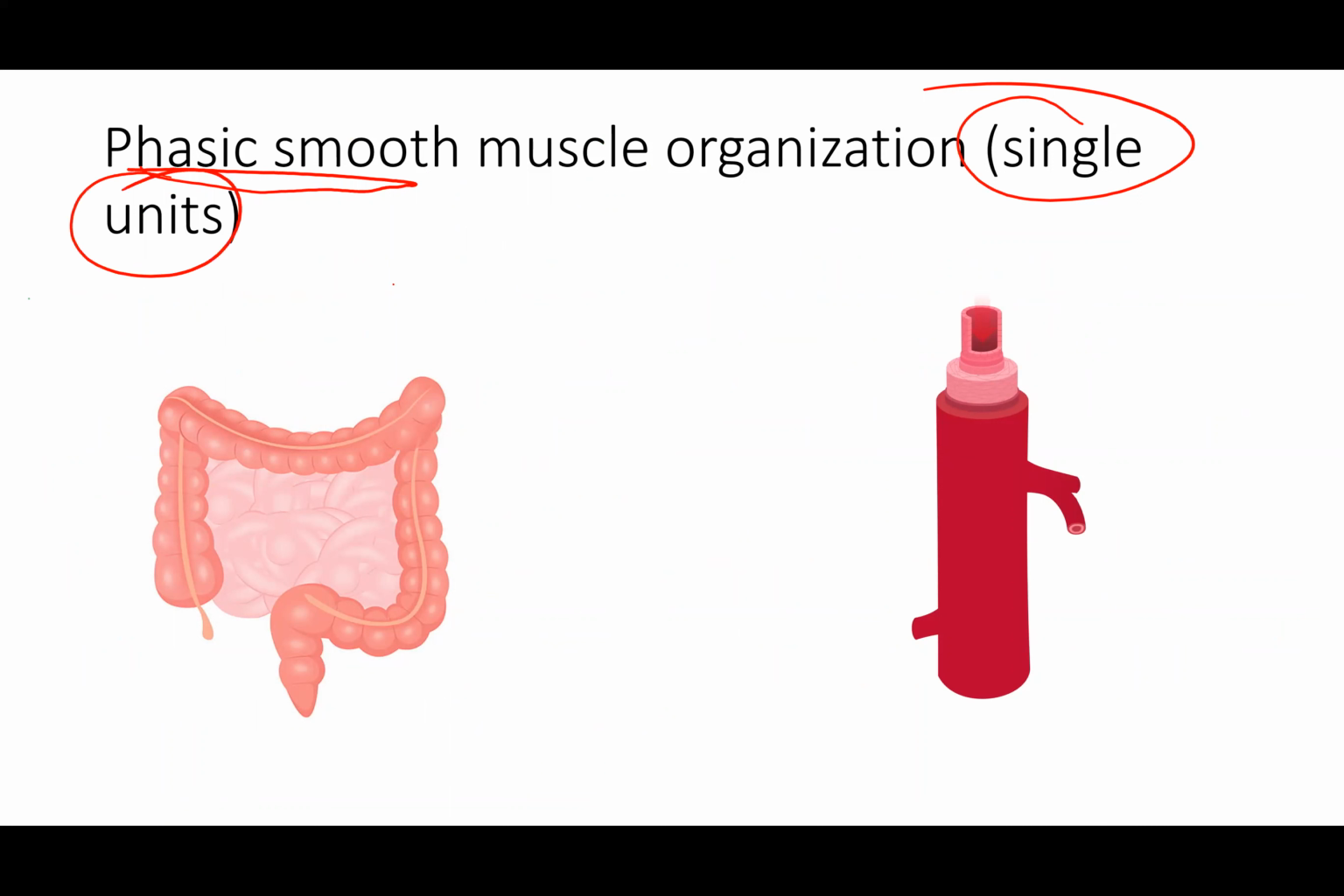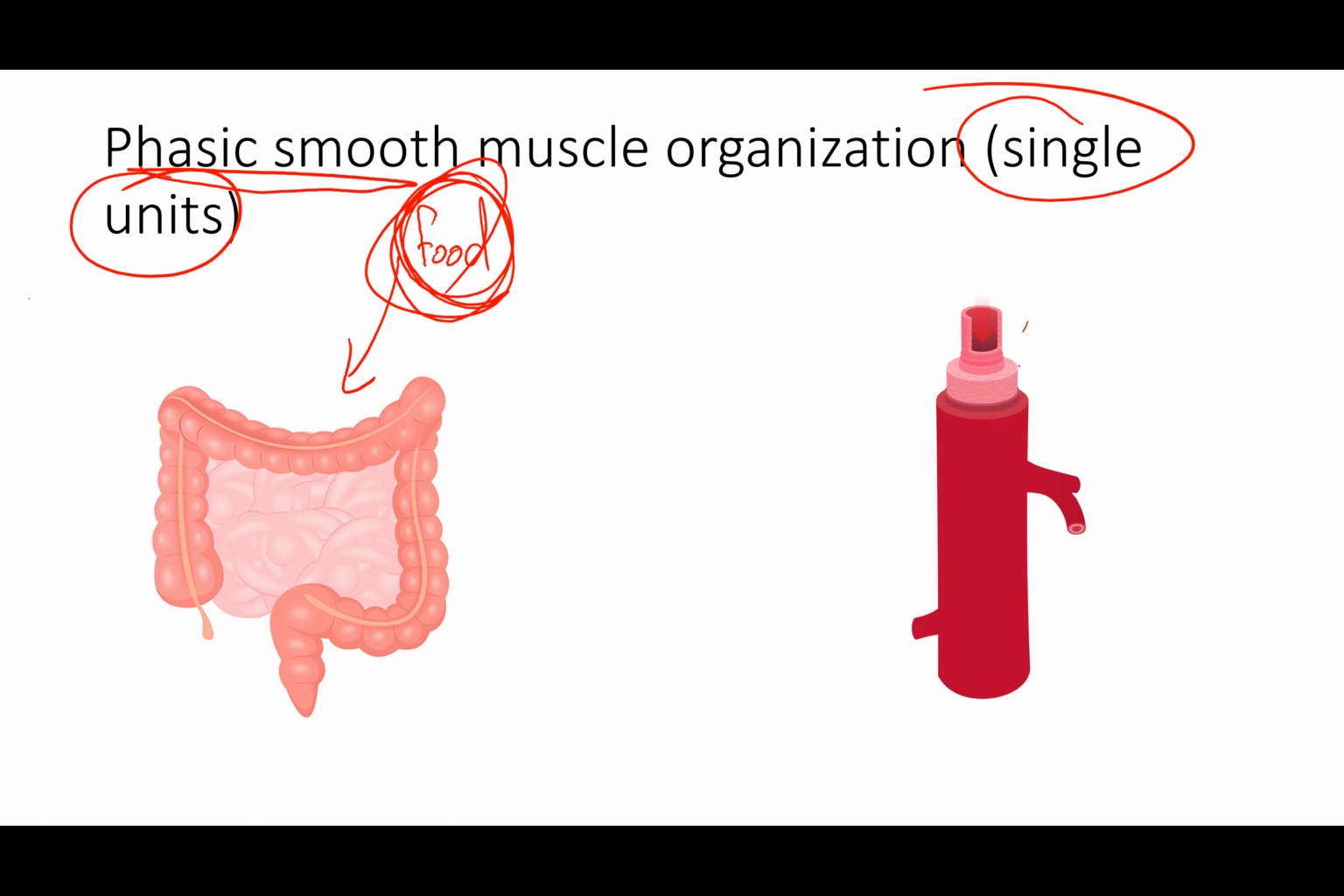So for phasic smooth muscle, the ones that are single unit, in the GI tract over here, what we need are strong contractions. We need very strong contractions to move food down the GI tract. We don't need precision. It doesn't need to be accurate. It just needs to contract very hard. So the smooth muscles are arranged in a phasic manner.